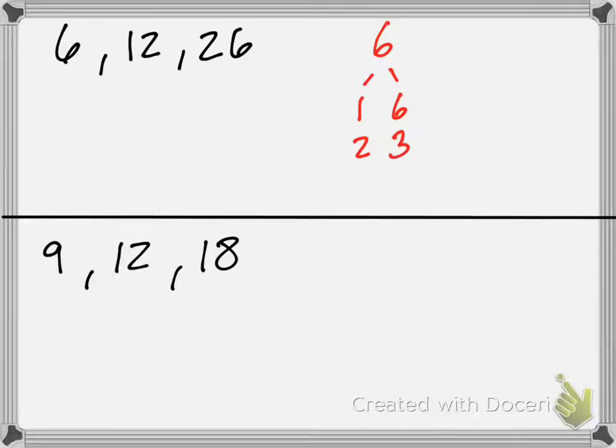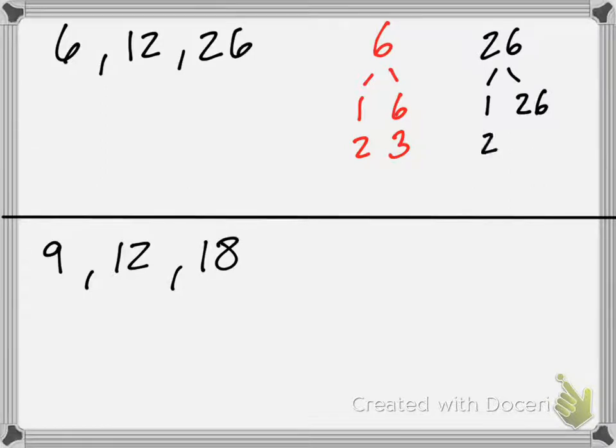Now let's think. Does 6 go into 12? Yes. Does 3 go into 12? Yes. Does 2 go into 12? Yes. Does 1 go into 12? Yes. So far that works with 12. All of those work. So let's try 26 now. Let's think of our factors of 26. Can 6 go into 26? No, it can't, because 6 goes into 24.